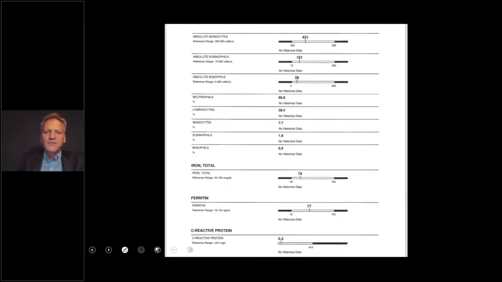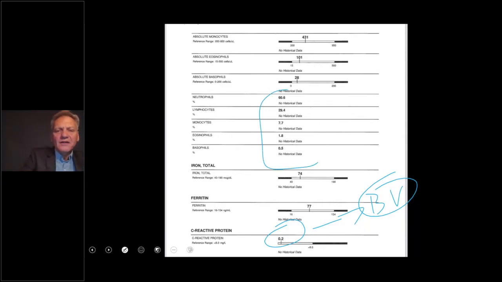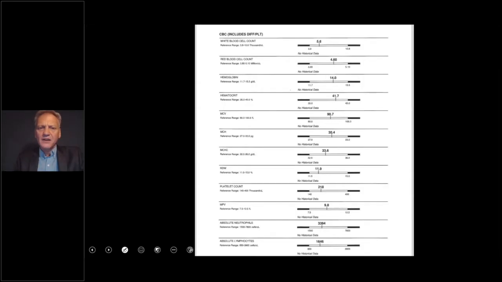Her insulin's 7.4. I don't care so much about that. Her iron's good, her ferritin's good. C-reactive protein is good, which is interesting because she has bacterial vaginitis. If you look at her differentials with her neutrophils and lymphocytes, there's probably infection in there. But right now, we know that if there's bacterial vaginitis, we go after it. But if not, let's stay with the other foundational elements first. White blood cells look okay. You could pick it apart a little bit, but not bad.